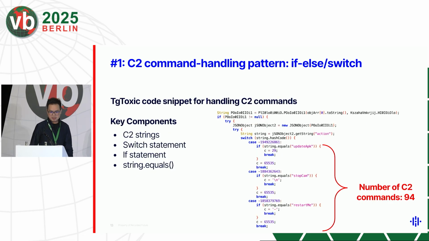On this slide, you can see a decompiled snippet from TgToxic. It is a huge function with a total of 94 C2 commands. And notice the repeated use of the Android API String.equals within many if statements in a large switch statement to compare each different C2 command received from the C2 server.